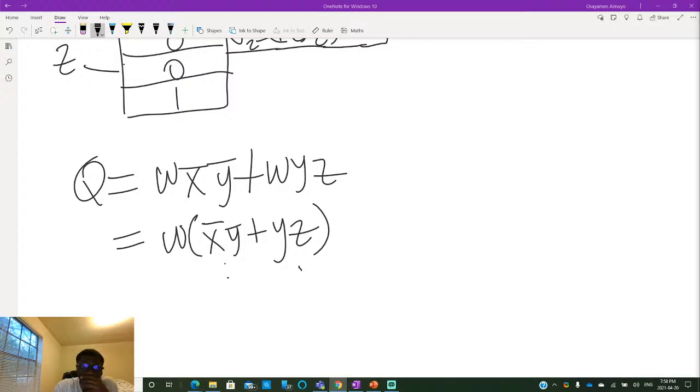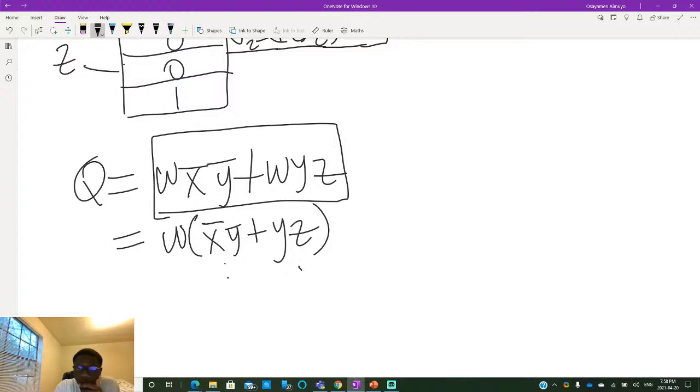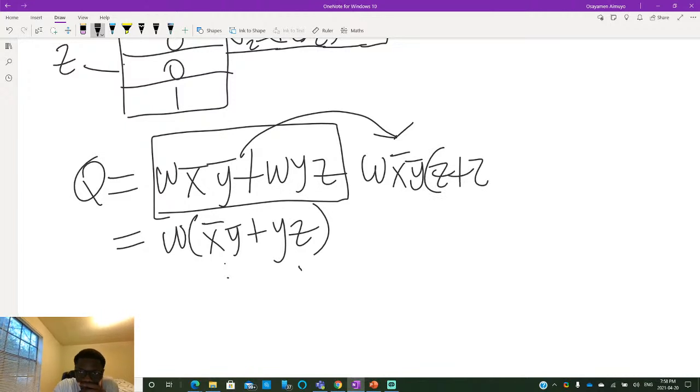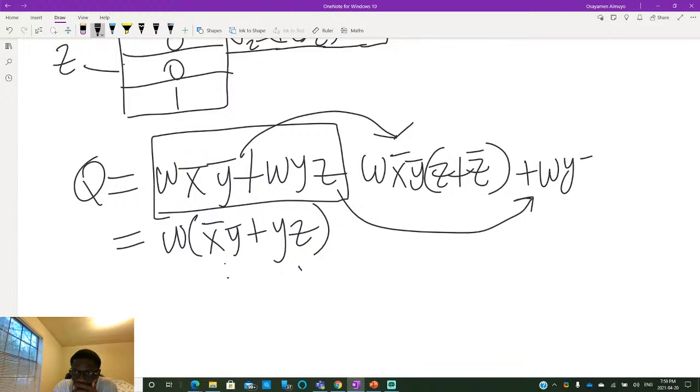So what we can do is expand these terms, right? So notice that, and remember, Q is a function of four variables: W, X, Y, Z. So notice that this variable, we can rewrite this as something like this, right? And then this one can be rewritten as something like this.